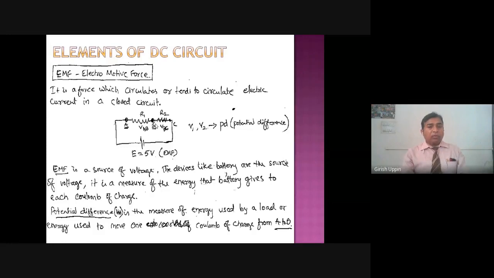And the unit of EMF is also voltage. So you can synonymously think of electrical potential, electrical voltage, potential difference, voltage difference, EMF source. So all are represented in volts.